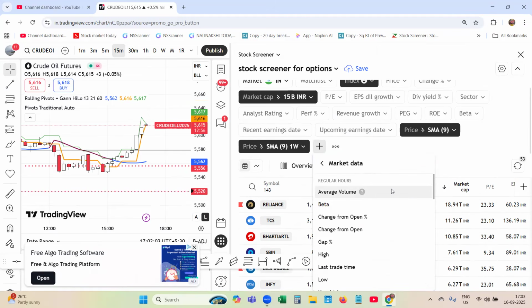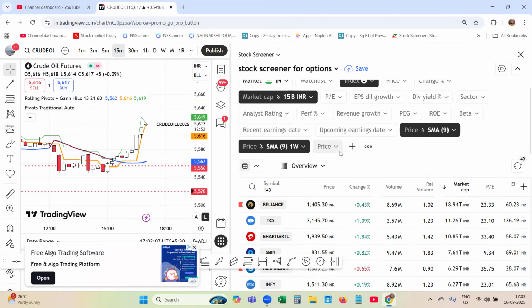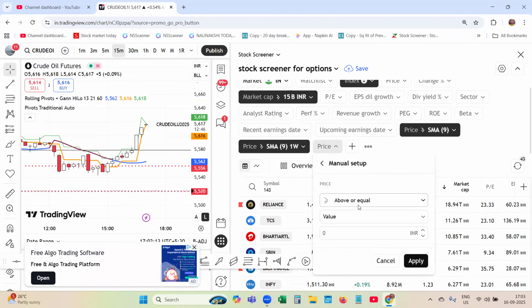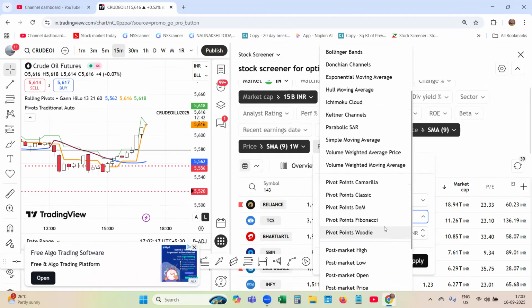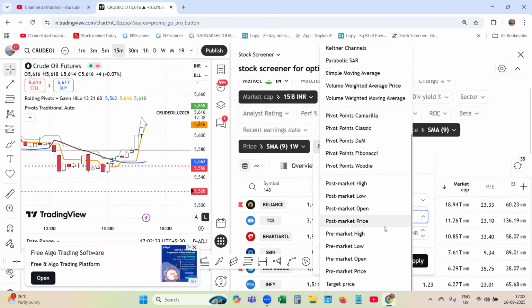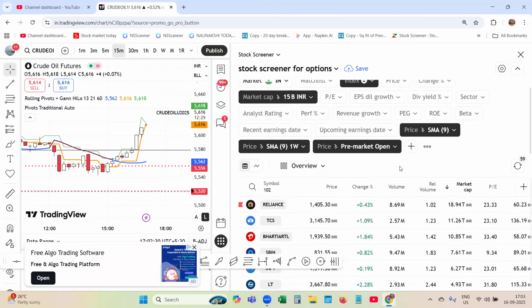Next, again I'm adding a filter: market data, and price. Here I'm adding manual setup, above or equal, and this time I select pre-market open. The price should be above pre-market open. I'm applying this.